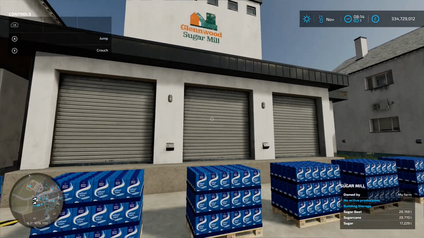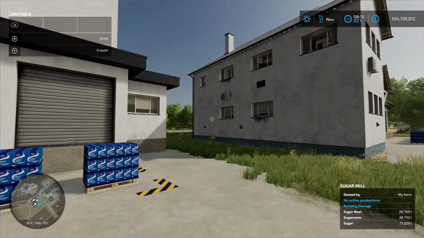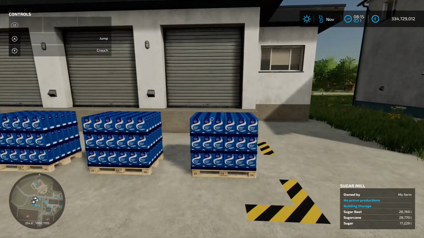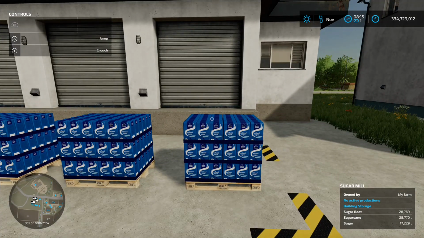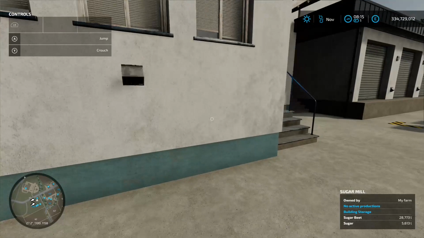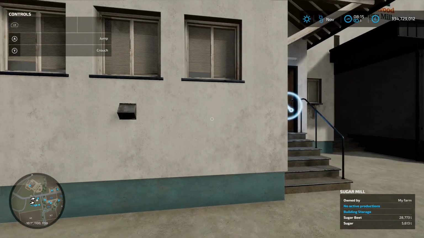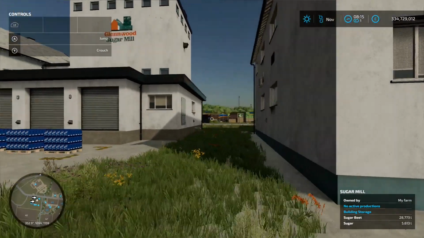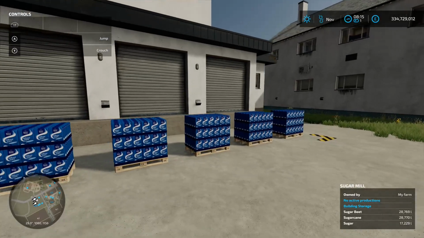With the sugar mill, it does produce the same amount each time. So obviously we got sugar beets in both of these, so we've got left 28,769 sugar beet, and in this one we've got 28,773. So it's basically used the same amount of what we put in, and we've pretty much, for argument's sake, got the same output.